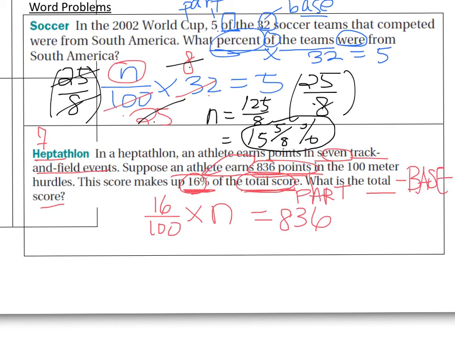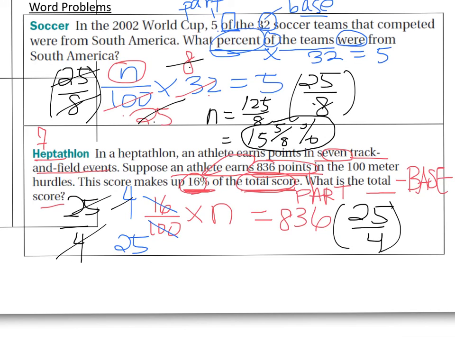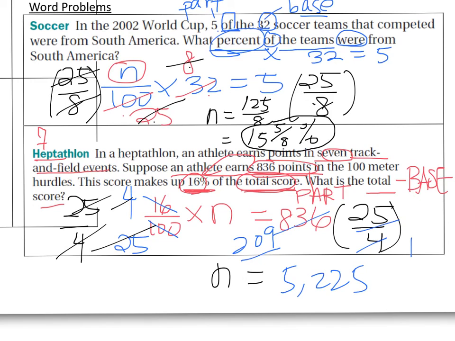And now we can simplify. Okay, I'm going to multiply both sides by the reciprocal of 4 over 25. And then n equals, okay, I'm going to simplify the right-hand side. 209. And 209 times 25, by doing multiplication, we should get 5225 points. Make sure you work this out. Again, that's it.